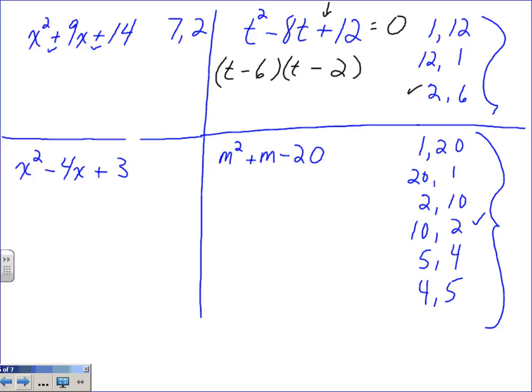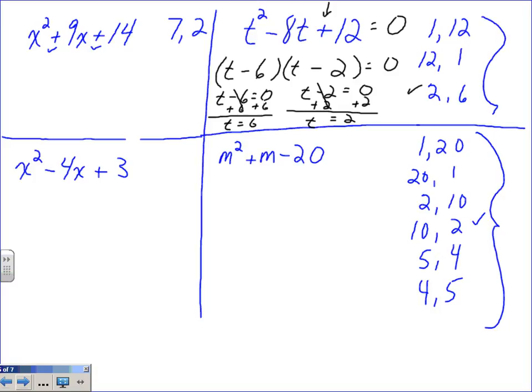And I want to know what happens when that equals 0. So t minus 6 equals 0, or t minus 2 equals 0, and we're going to add 6 to both sides. And t would equal 6. On the right equation, I'm going to add 2 to both sides. And t would equal 2. And that's my 2 solutions.